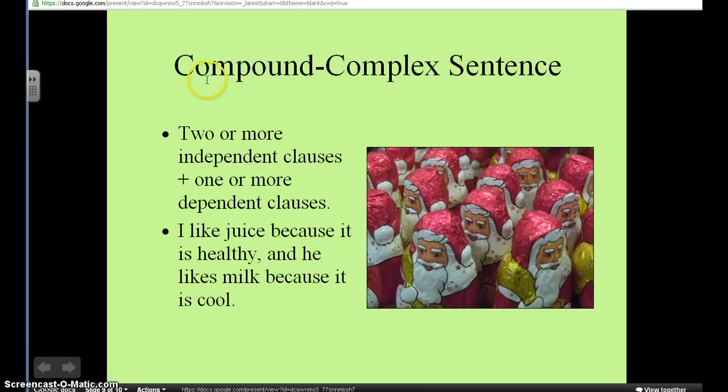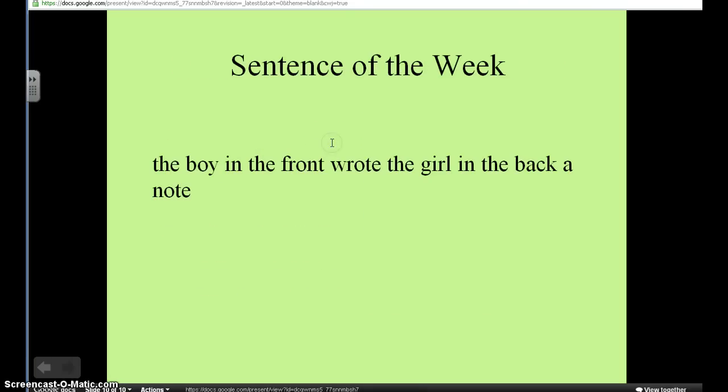And then finally, when you have 2 or more independent clauses plus any number of dependent clauses, that's when you have a compound complex sentence. I like juice because it's healthy. There's your independent, dependent, and, comma, coordinating conjunction. He likes milk, another independent clause, because it is cool, another dependent clause. Okay, that should get you through clauses.